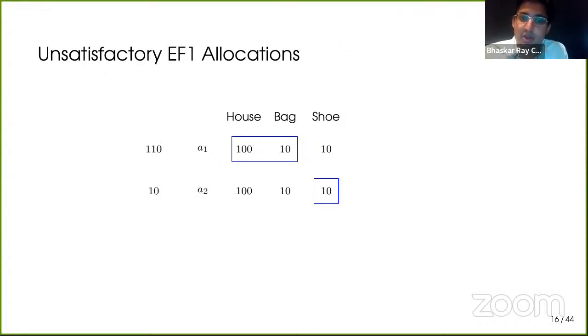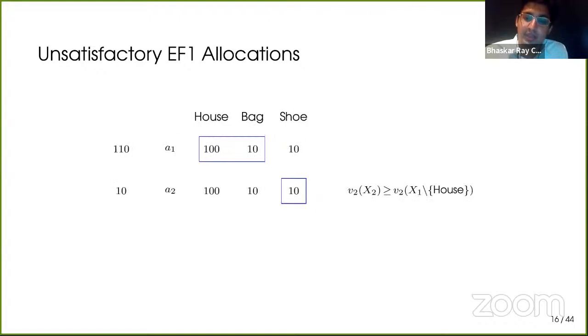Because agent 2 says that, okay, agent 1 has a house and a bag, sure, I envy him significantly. But the moment I remove the house from his bundle, then he's left with a bag, and I don't envy that anymore. So the pitfall of EF1 is that you are allowed to remove any good from the other agent's bundle. In particular, you can remove the most valuable good according to you. But the most valuable good might be the reason for such a huge envy to exist in the first place. So this can result in some unsatisfactory allocations at times.